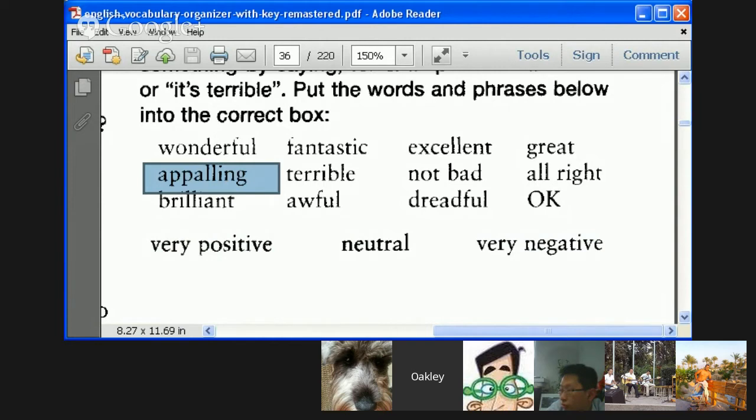Hebert? Yes. You say Hebert. Okay, perfect. In the pronunciation, could you repeat it? Appalling. Appalling. Appalling. Middle syllable.